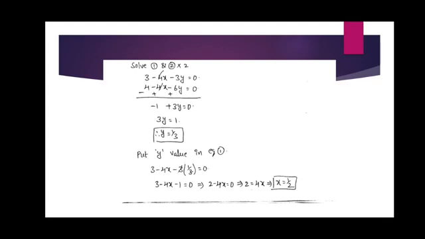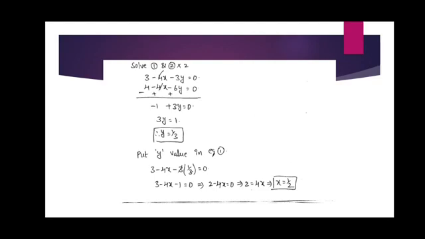Then what happened here, 3 minus 4, that will be minus 1. Minus 4x plus 4x will be cancelled here. Minus 3y plus 6y, that will be plus 3y equal to 0. So here we have minus 1 plus 3y is equal to 0. 3y is equal to 1. So that implies y is equal to 1 by 3.